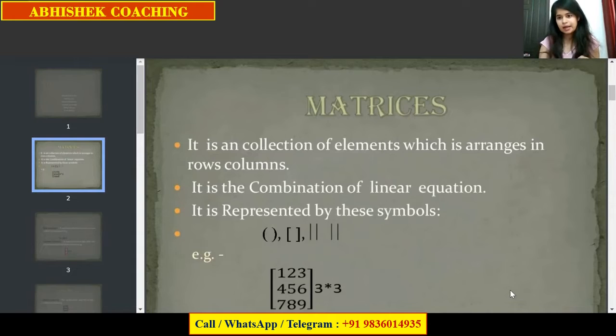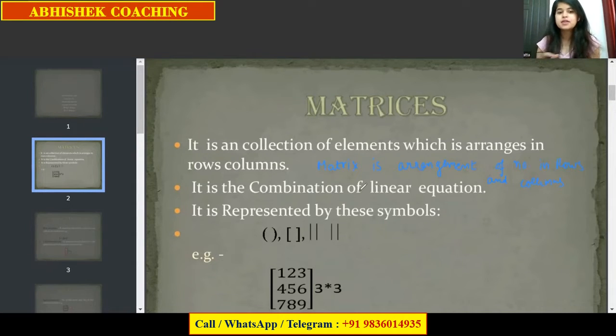You can also say that matrix is an arrangement of numbers in rows and columns. Arrangement of what? Numbers in rows and columns form.